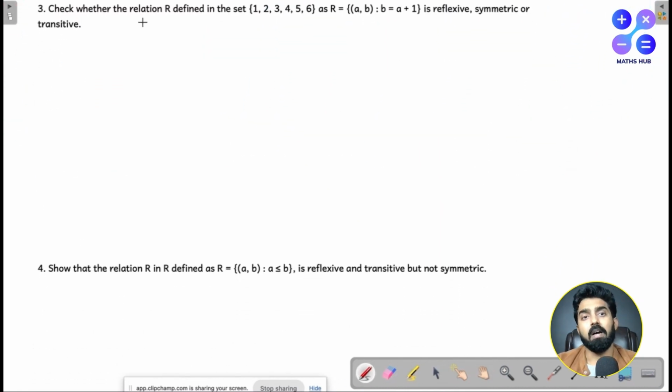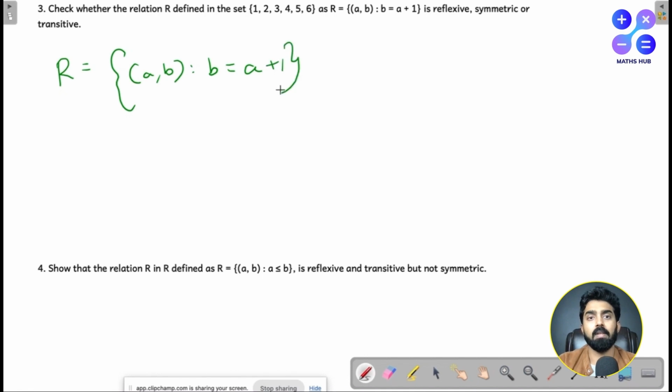Check whether the relation R defined in the set {1, 2, 3, 4, 5, 6} as R = {(a, b) such that b is equal to a plus 1} is reflexive, symmetric, or transitive again. So reflexive, symmetric, and transitive.